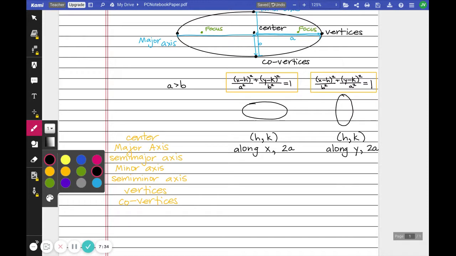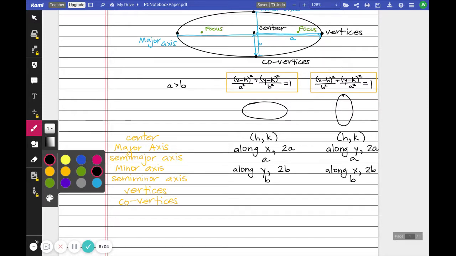So our semi-major axis, semi means half, so that's a. Our minor axis equals 2b, and it's just kind of the opposite. So then our semi-minor axis is just b. A and b are really the numbers we care about, but there are going to be times where it might be helpful to know what the length of the major axis is.